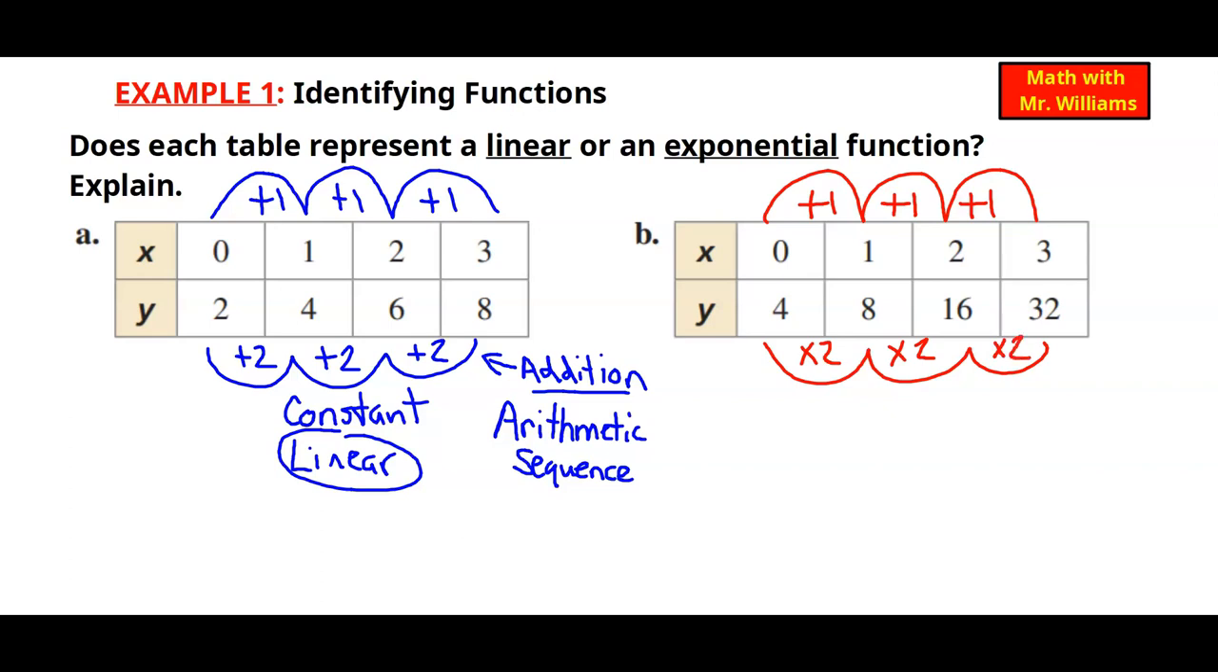So as the x increases by 1, the y is multiplied by 2. So the function is exponential. The key here is the multiplication on the y. We call this a geometric sequence.